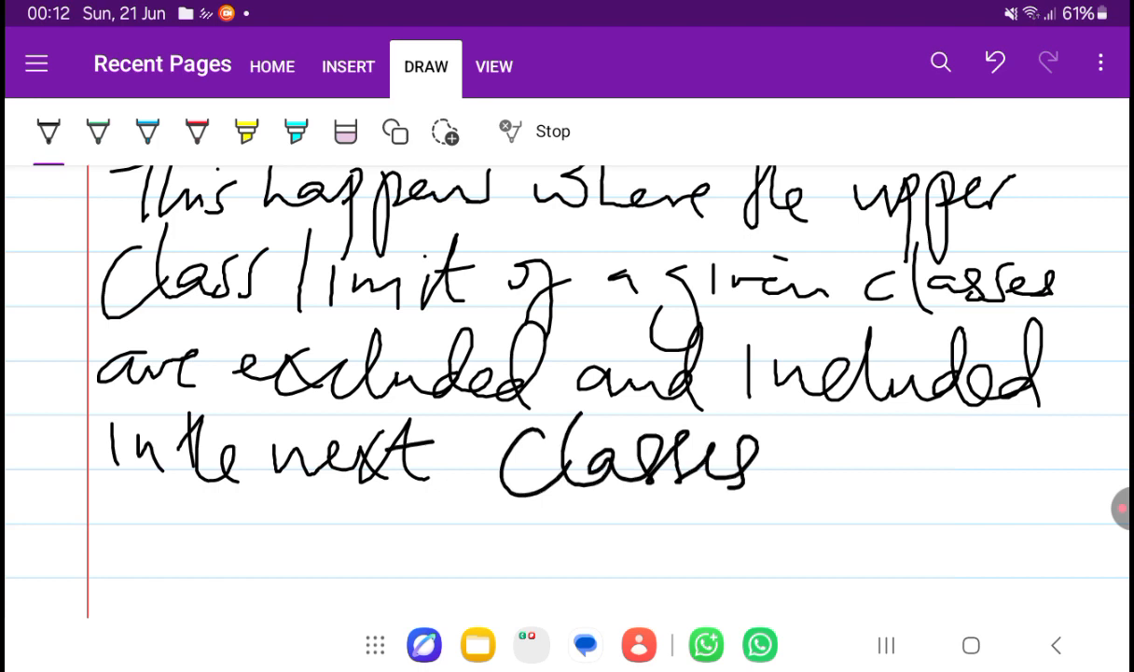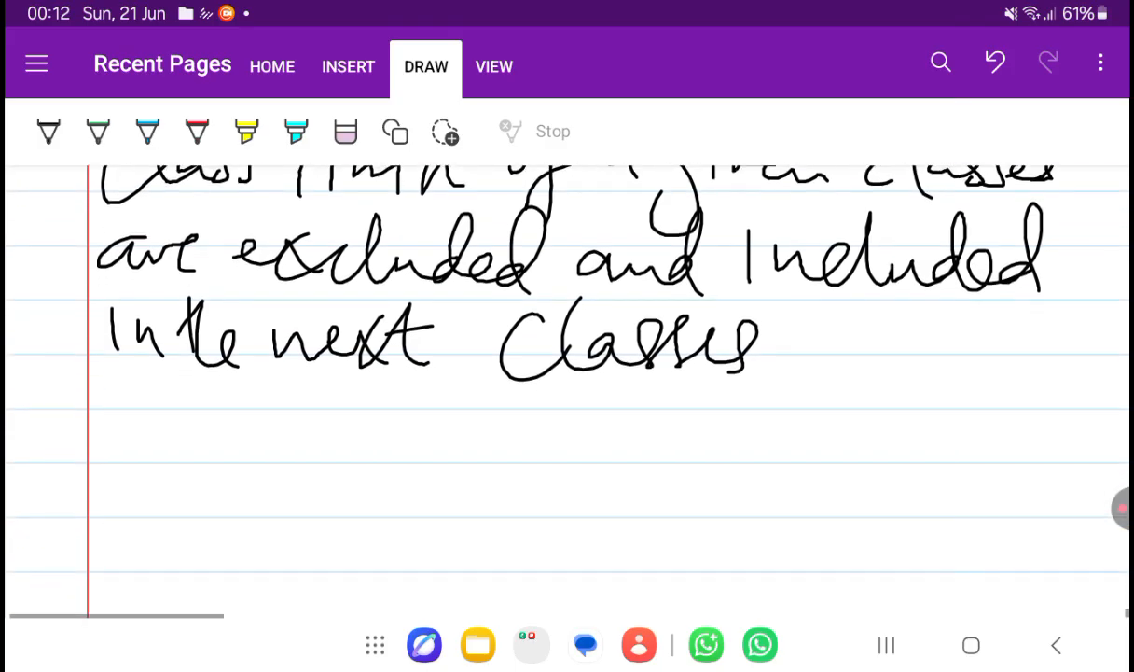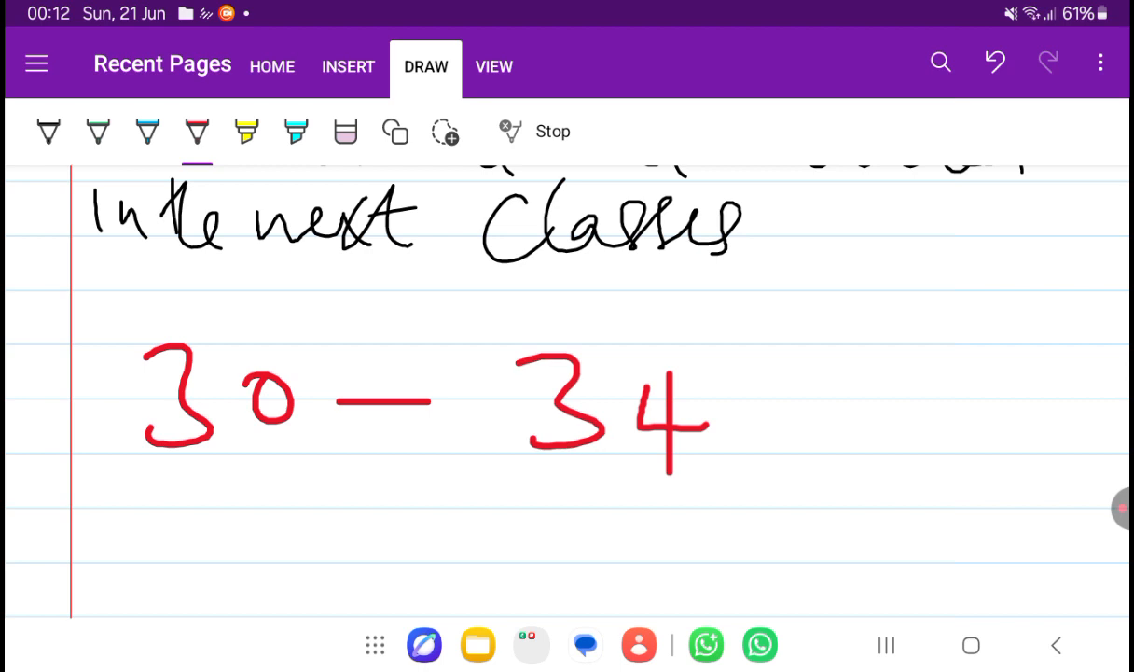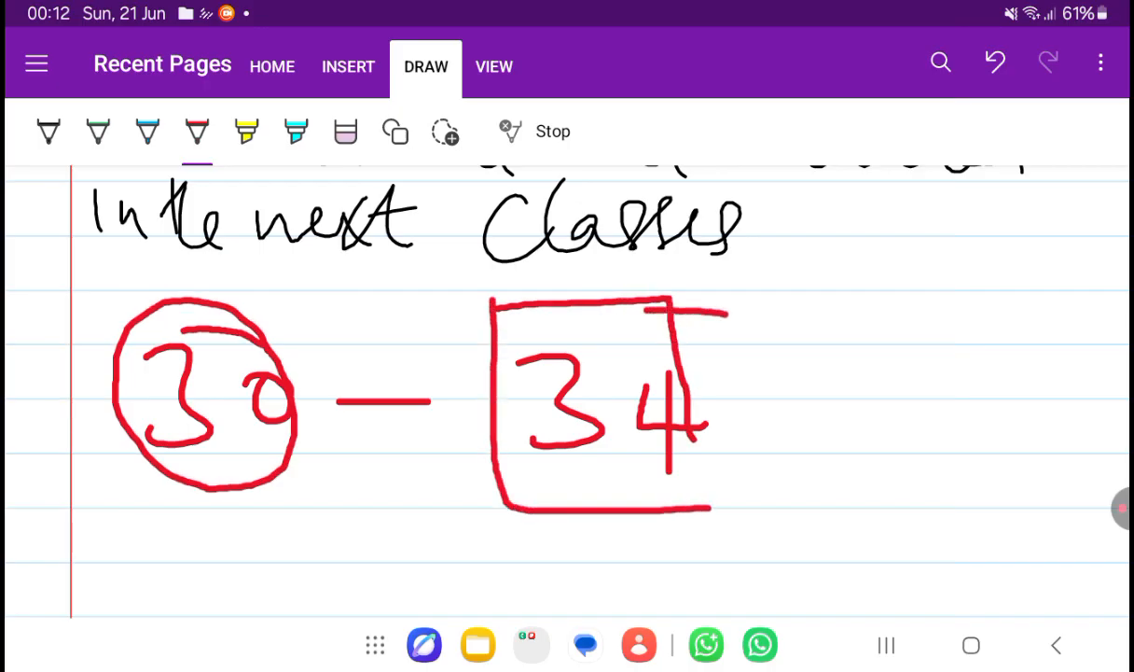So each class consists of a range of values. Now, the smallest value that could go in a class is what we call the lower class limit. Let me write a class here. If I've said 30 to 34, this is our lower class limit. This is the upper class limit.